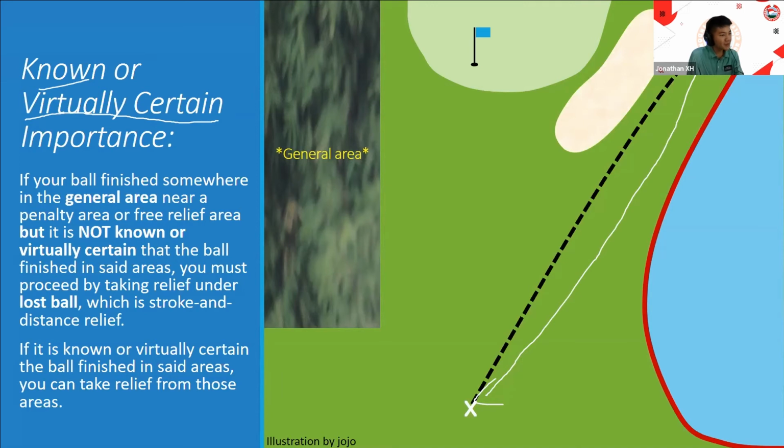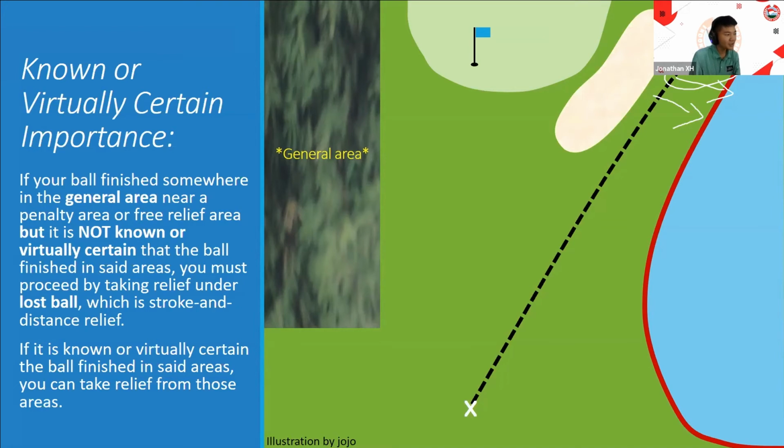But if the referee comes and you describe your situation clearly, you say, okay, so we've been searching, but we didn't find the ball. We searched this area, but we didn't find the ball. But because this area is sloped towards the water, we all saw the ball land somewhere here. We are quite sure that the ball ended up in the penalty area because the slope goes that way and we saw it land here.